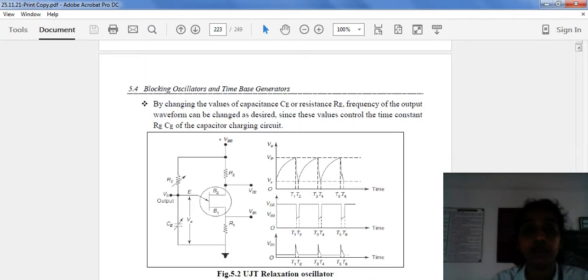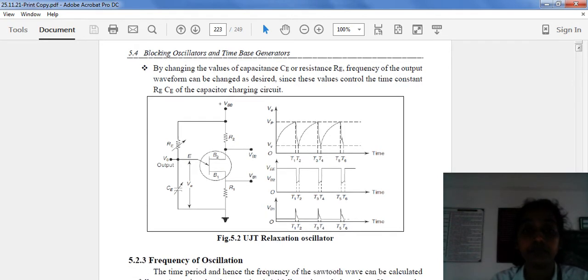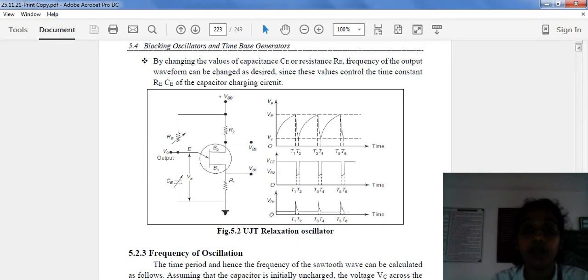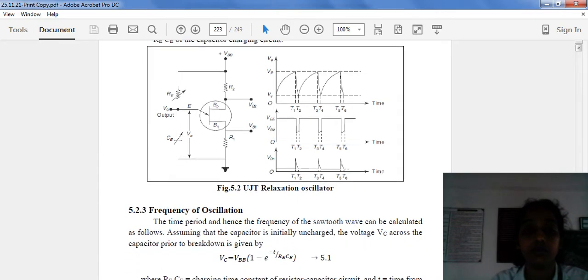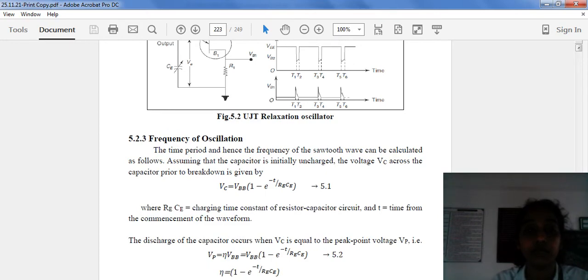By changing the value of the capacitance CE or the resistance RE, the frequency of the output waveform can be changed as desired, since these values control the time constant RC. So you can control the time constant value, and the frequency of oscillation can be calculated. Now consider the time period; the frequency of the sawtooth can be calculated.